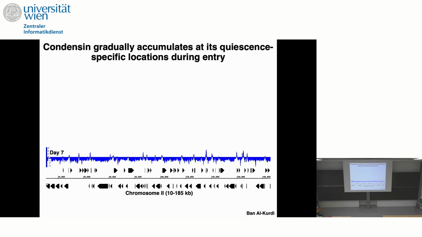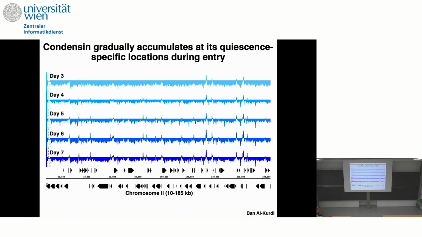We've also done condensin ChIP-seq each day during entry so far in these purified quiescent cells. So here I'm just showing a genome browser view of part of chromosome 2, looking at this condensin ChIP-seq data. If we look progressively from day 3 all the way to day 7, which is what we're calling quiescence, we really can see the gradual accumulation of condensin at its normal binding sites in quiescence. So we think this will give us a chance to temporally dissect the different factors that are involved in bringing condensin here, and maybe also look at the relationship between extrusion and transcriptional repression.